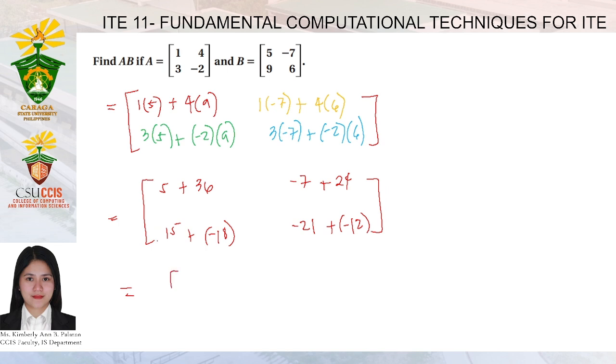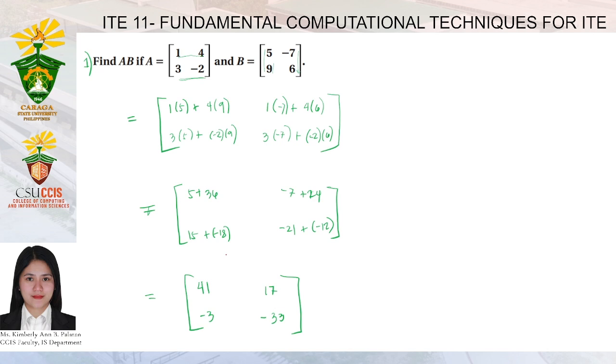Okay. So, evaluate lang nimo. 5 plus 36 is 41. Kani, negative 3. Kana, 17. And then, kani, negative 33. So, that would be your final answer. Okay, that's it for matrices and its operations.